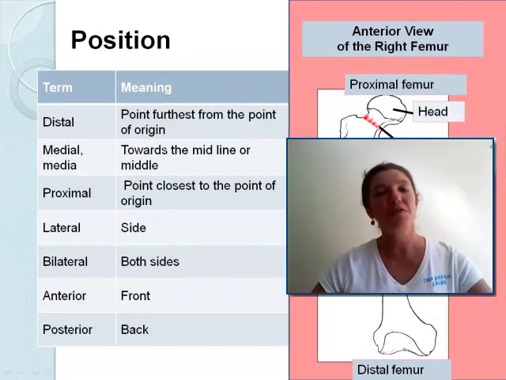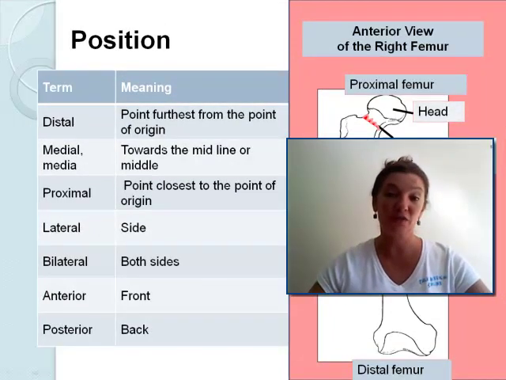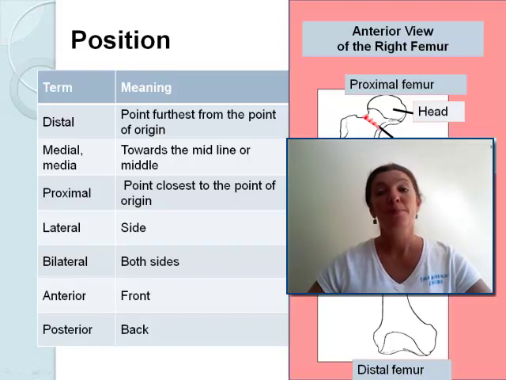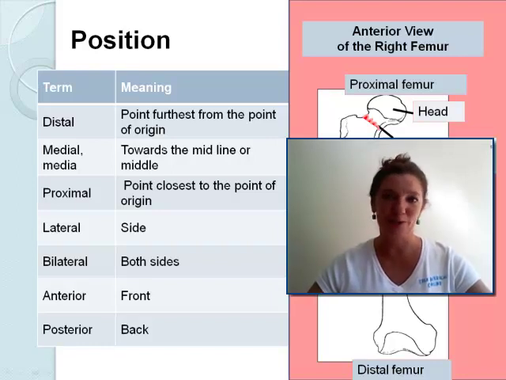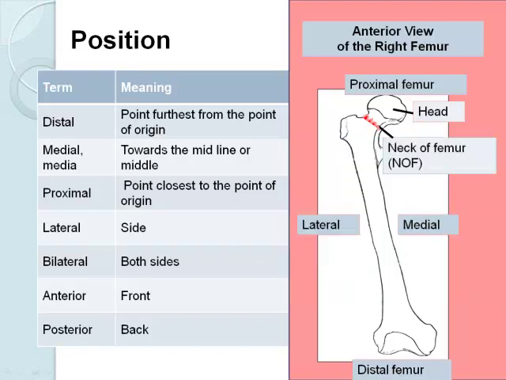Special terms are used to describe different sections of the body, or parts of the body in relation to other parts of the body. Let's look at these again. Distal was the point furthest from the point of origin. If we look at the diagram here of the femur, we have the head of the femur, which is the closest part to the origin, and down here, the distal femur. So it's the point furthest away. So that would be the distal femur.